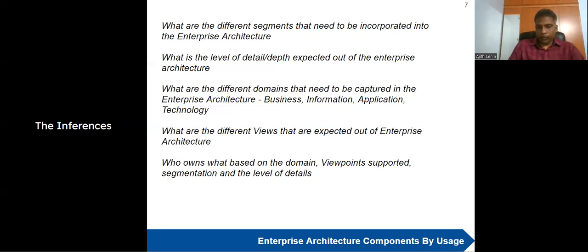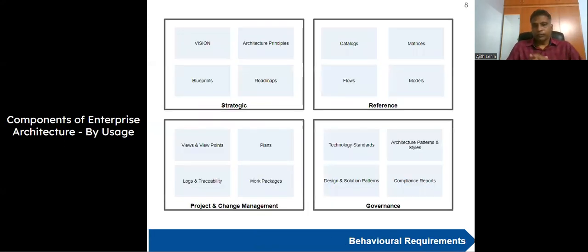And to move on, I wanted to give a quick view on what are the components of enterprise architecture against each of these purposes of the enterprise architecture. So whether we are going to look at a strategic purpose or a reference or a project design or a management perspective or a governance perspective. So these are the typical components of the enterprise architecture, right? So when I'm looking at strategic use, it could be a vision statement, architecture principles, blueprints, right, roadmaps, etc.